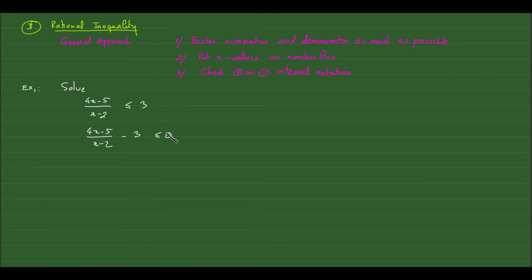Then you're going to do the same way as you solve a rational equation. You're going to find the LCD. So the LCD over here will be x minus 2. You multiply the top and the bottom by x minus 2. So it will be 4x minus 5 minus 3 times x minus 2, and the bottom is still x minus 2.